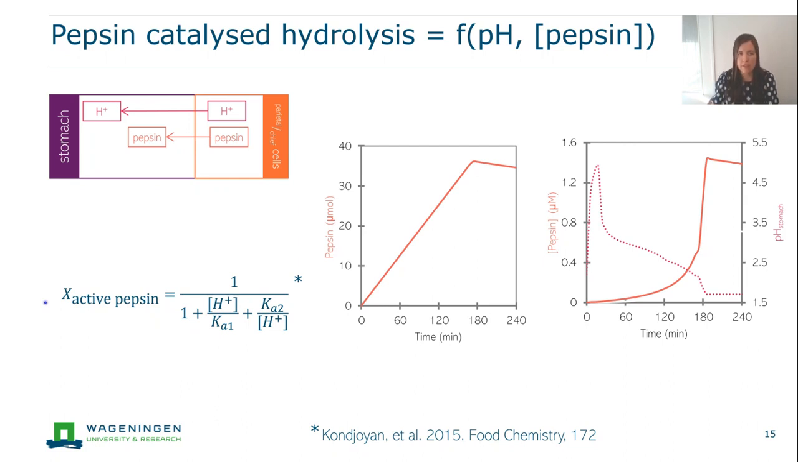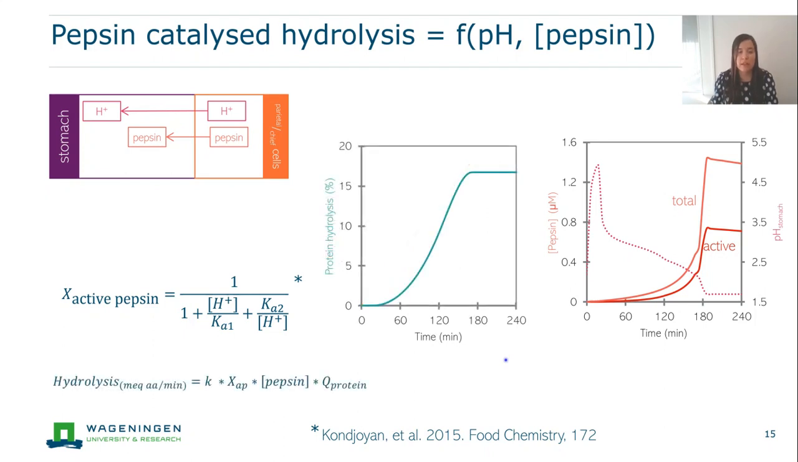With this function, we can calculate the proportion of active enzyme from the total enzyme present in the stomach, as we know that pepsin activity depends on pH. So we can calculate how much of the total amount of pepsin is active at different time points within the residence time in the stomach. And then we can calculate the hydrolysis rate of protein in the stomach as a function of the pH and the concentration of pepsin. And we can see how the hydrolysis of protein increases over time.